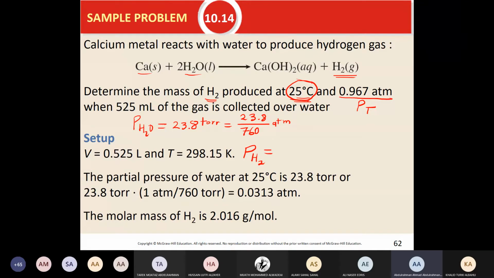Actually, you subtract this number from the total pressure, P total. So it is 0.936 atmosphere. Okay, very good. Then automatically, what is the n for H2? PV divided by RT. Exactly. Give me an answer.